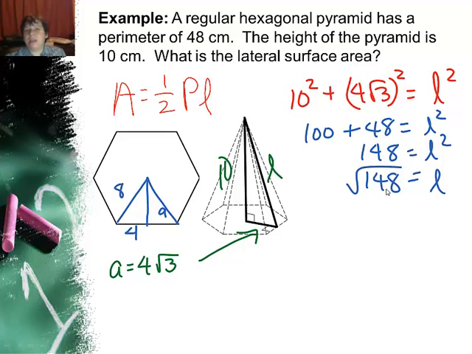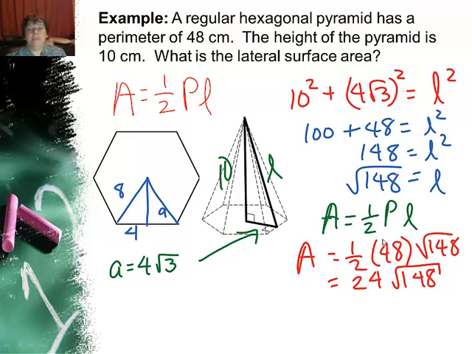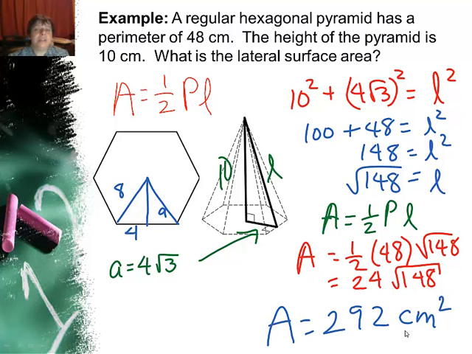I could simplify this further, pulling out some of the perfect squares, but for right now, I'm going to be involved in some more multiplication, so I'm not going to mess with it. Now I'm trying to find my area, which is 1/2 perimeter times slant height. Substituting in the perimeter, which is 48, and the slant height, square root of 148, I get 24 times square root of 148. Now I just grab my calculator, and rounded to the nearest square centimeter, that's 292 centimeters squared.